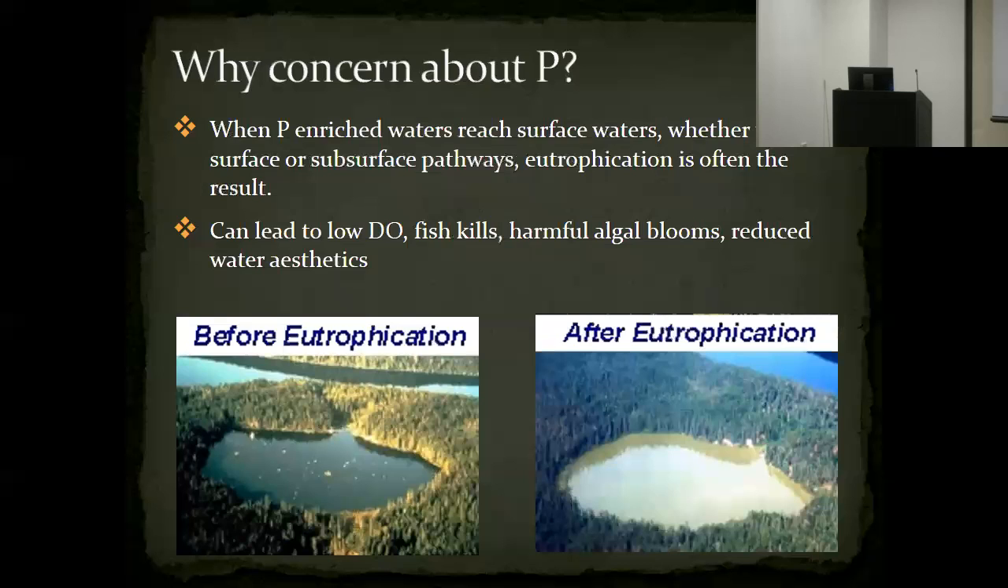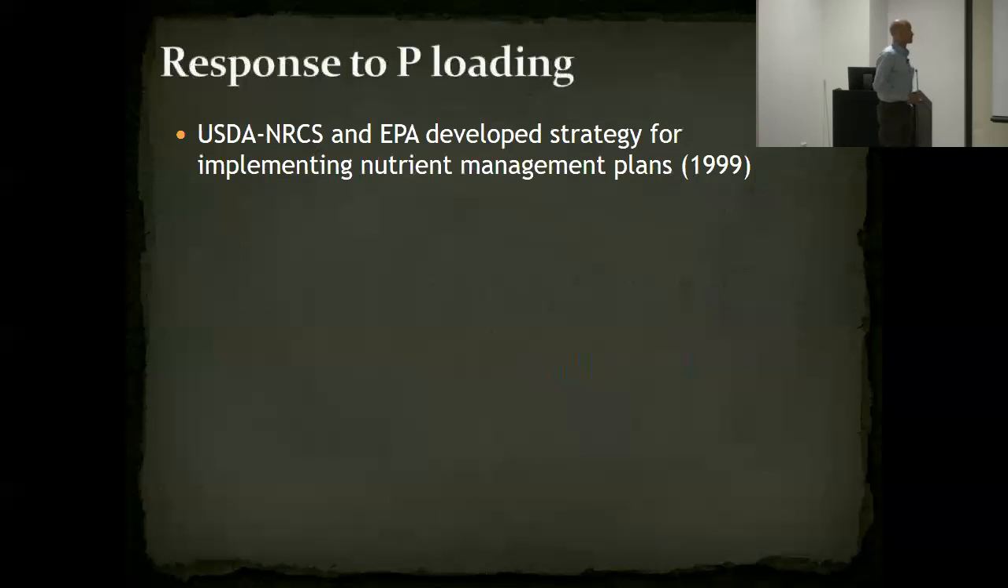So this elevated phosphorus after eutrophication brings low dissolved oxygen, fish kills, and poor water aesthetics. You can just look at the difference here. Which would you rather be paddling on, which lake? So that's why we at ARS are concerned about this. So this is the response to phosphorus loading.